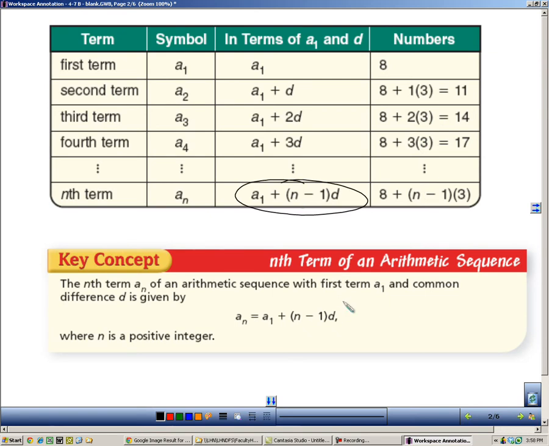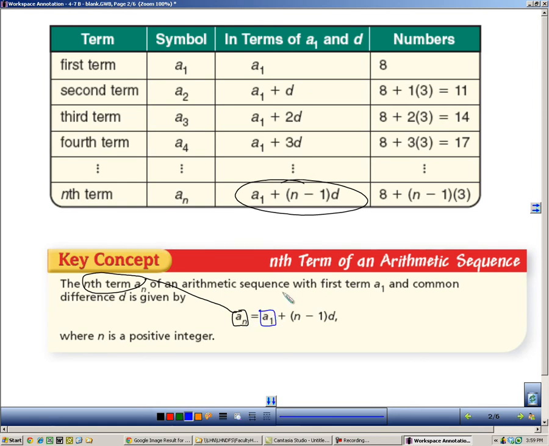And here's what the formula says. It says the nth term, which we call a sub n, that's how you say that, a sub n, of an arithmetic sequence with the first term a sub 1 and a common difference d is given by this. The first thing is this a sub n, that represents the nth term. So if you want the 9th term, you use a sub 9. If you want the 100th term, you use a sub 100. That's what a sub n is. It's an arithmetic sequence, and what term do you want?